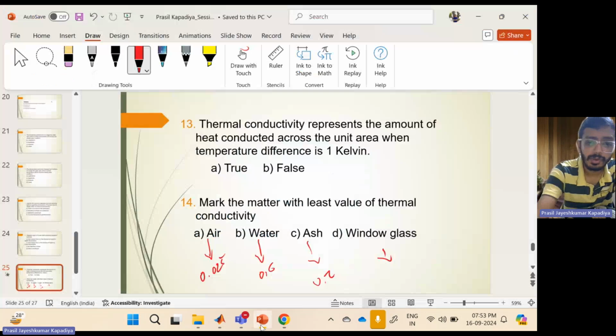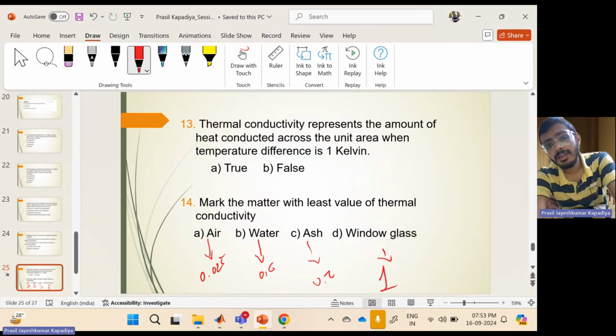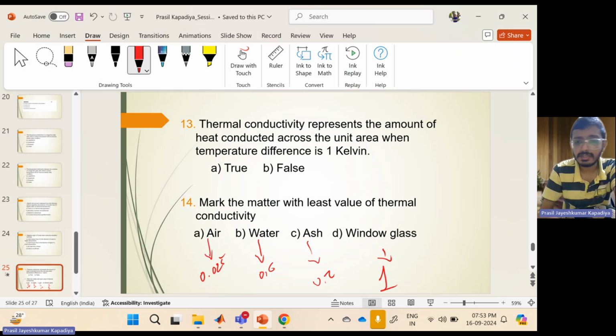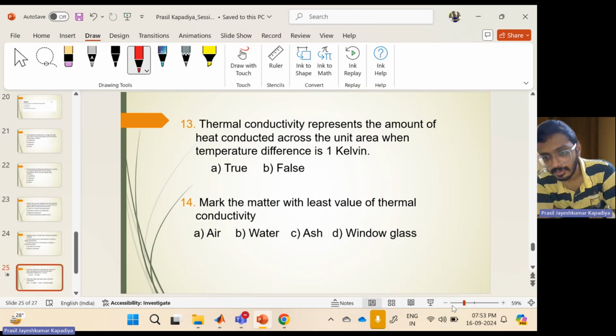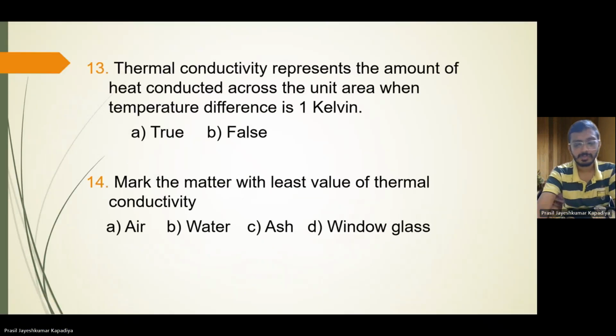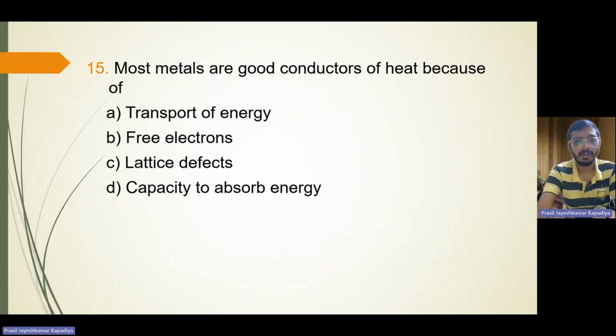That is 1. Okay, so we can see that this is highest, then decreasing, and air is having the least value of thermal conductivity. So our correct answer will be A. Here you don't need to know the values actually. It is just logic that solids have highest, then liquids, and then gases. Okay, so correct answer is A, air.